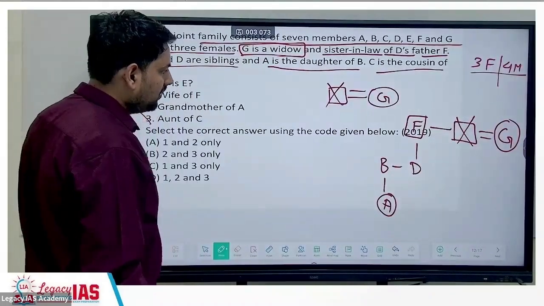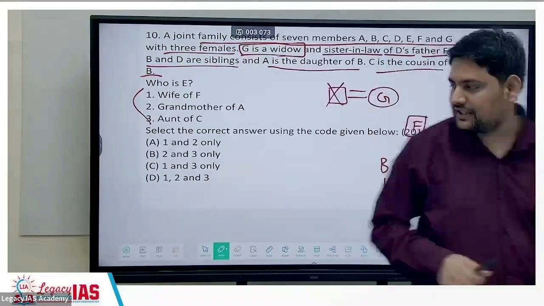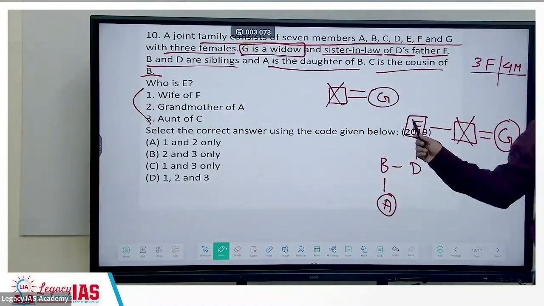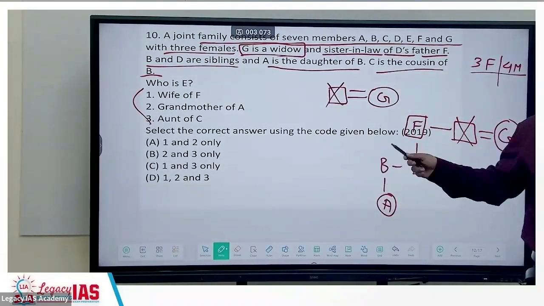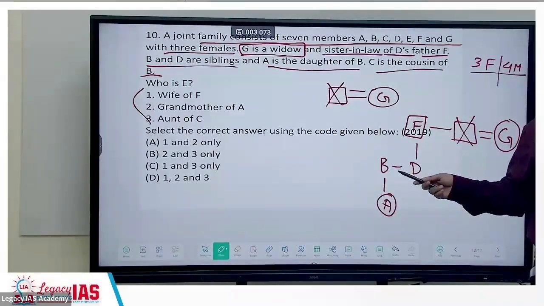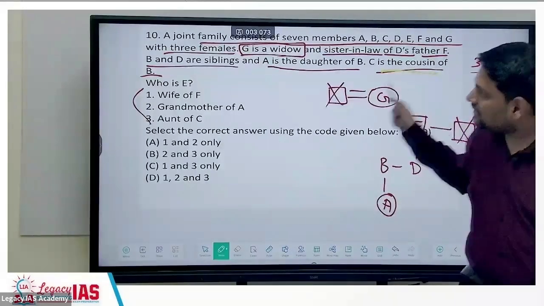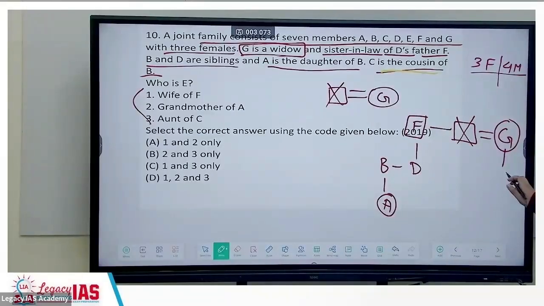C is the cousin of B. So how will the cousin of B look? If I directly relate it to F, then C would become a sibling of B. But C is the cousin of B, so it has to come from here, from G.